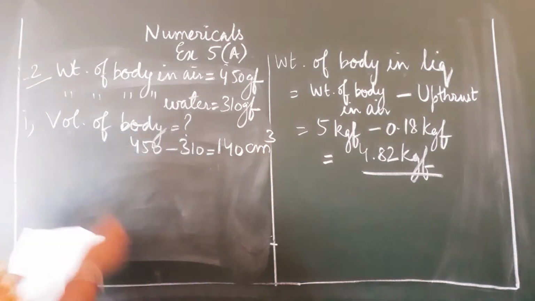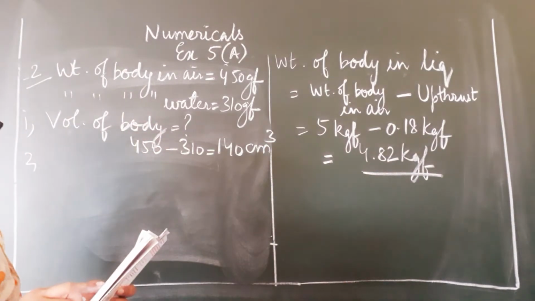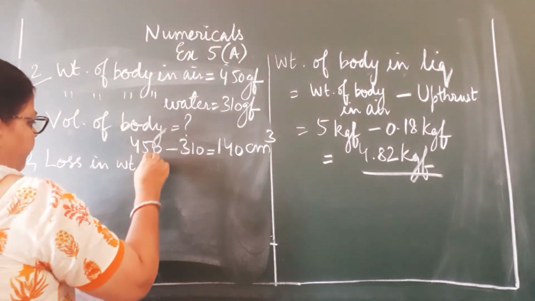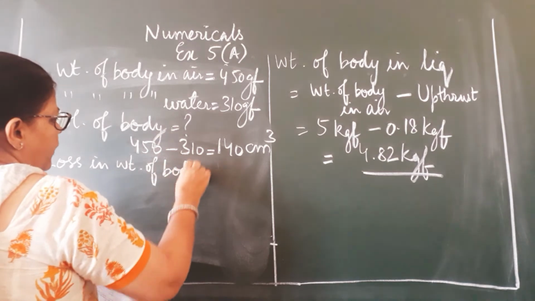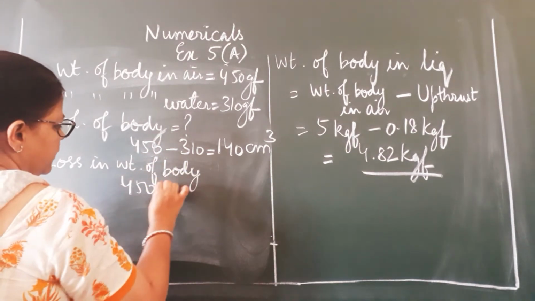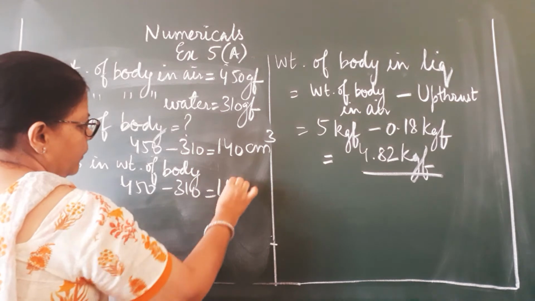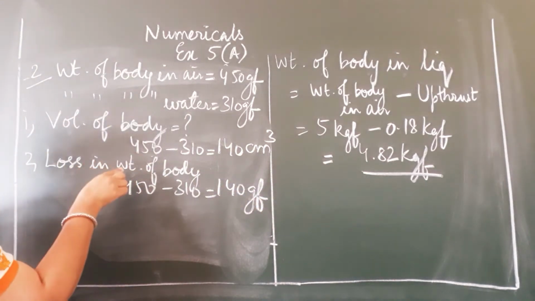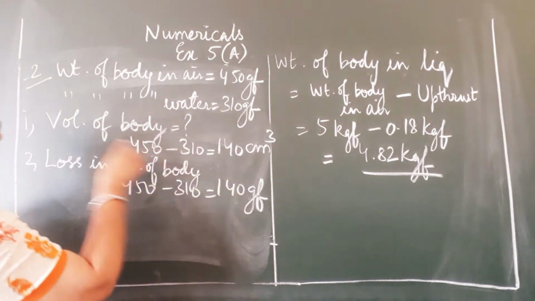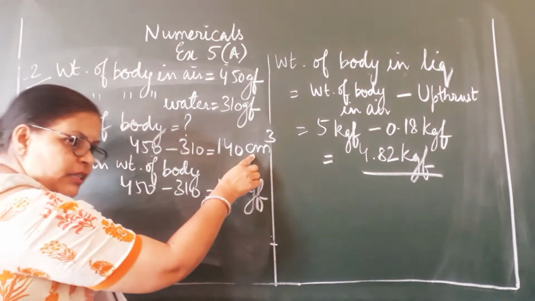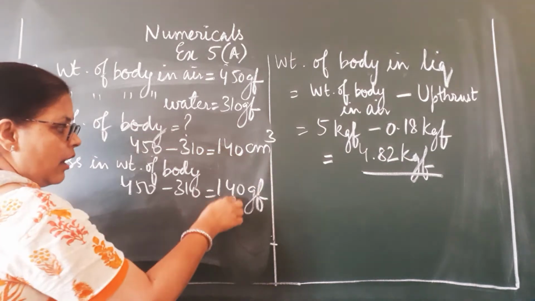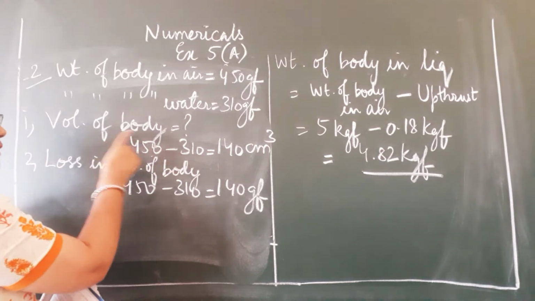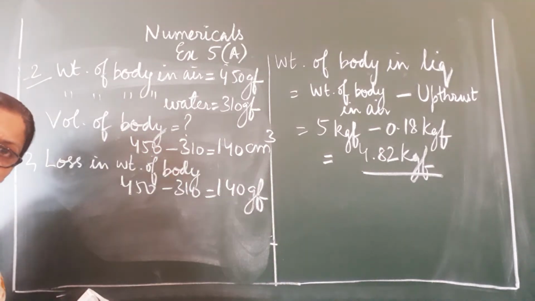The second part of the question says loss in weight of the body. This is very, very easy. The loss in weight of the body again is going to be 450 minus 310, and this time it will be 140 GF. Why GF? Because it is the weight. When it says loss in weight, it is gram force. When it says volume of the body, it is cubic centimeters. Okay, and remember the answer is the same. Why? Because according to Archimedes, the volume of the body is equal to the loss in weight of the body.